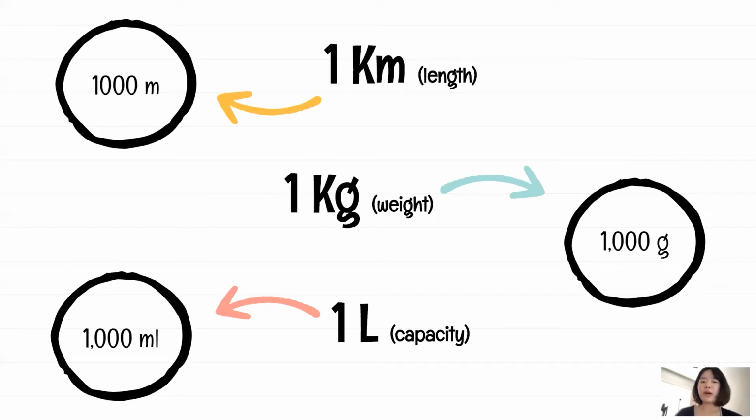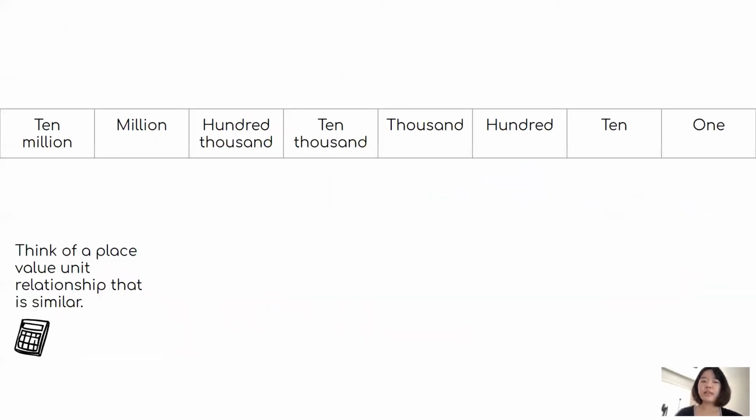We discussed ones, tens, hundreds, thousands, 10,000s, 100,000s, and millions. What do you notice about the units of place value? Are the relationships similar to those of metric units? Yes, so 1 kilogram is 1,000 times as much as 1 gram, like 1,000 is 1,000 times as much as 1. And also 100,000 is 1,000 times as much as 100. And 110,000 is 1,000 times as much as 110.